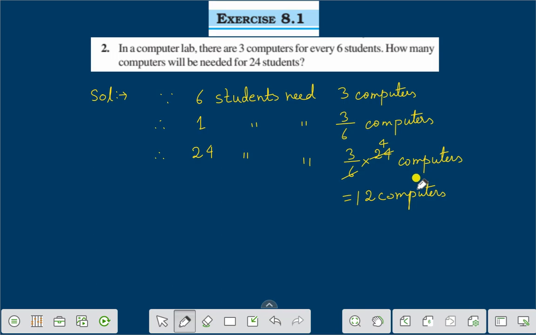Right? Therefore we can say that 12 computers will be needed for 24 students.